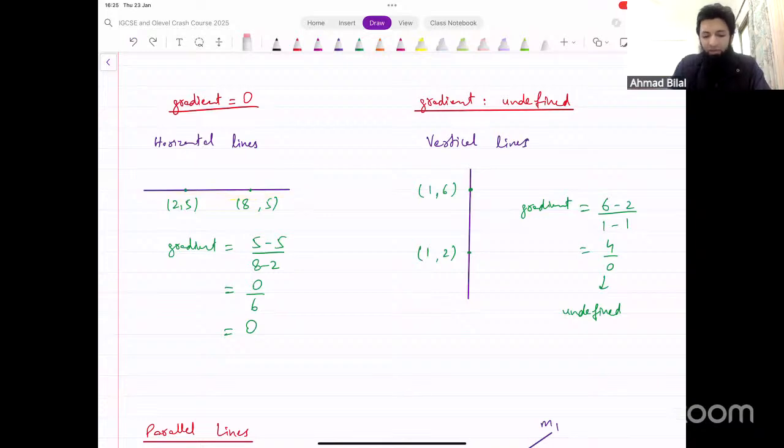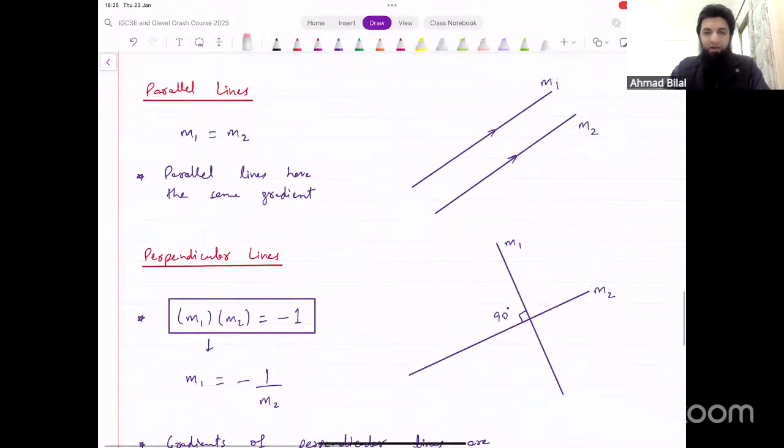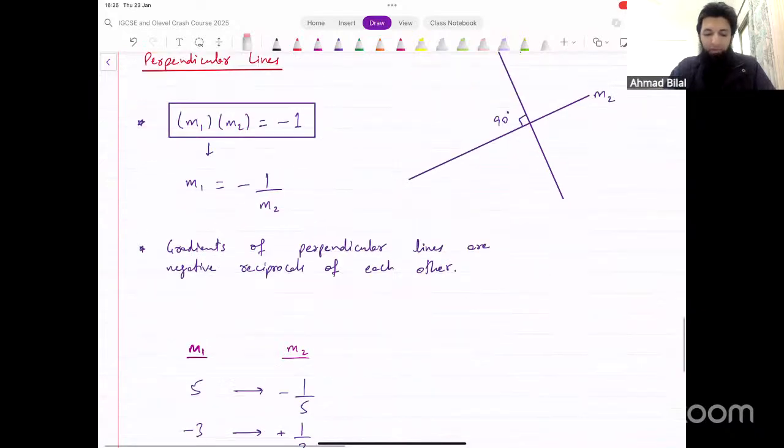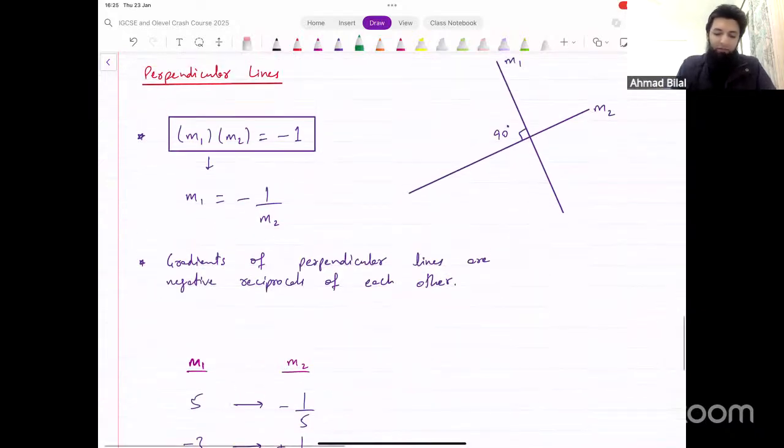We sometimes call that gradient infinity as well, but the more accurate mathematical terminology is that the gradient is undefined when the lines are vertical. We talked about parallel lines. Parallel lines have equal gradients. Perpendicular lines have gradients which, when multiplied, give us -1, or in other words, they are negative reciprocals of each other. So if you know one gradient, you can write down the other gradient using that.